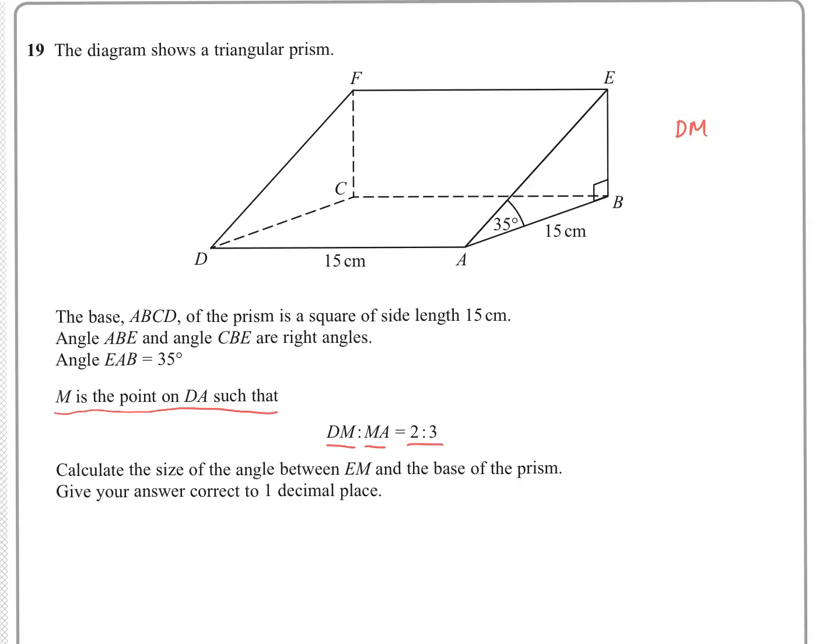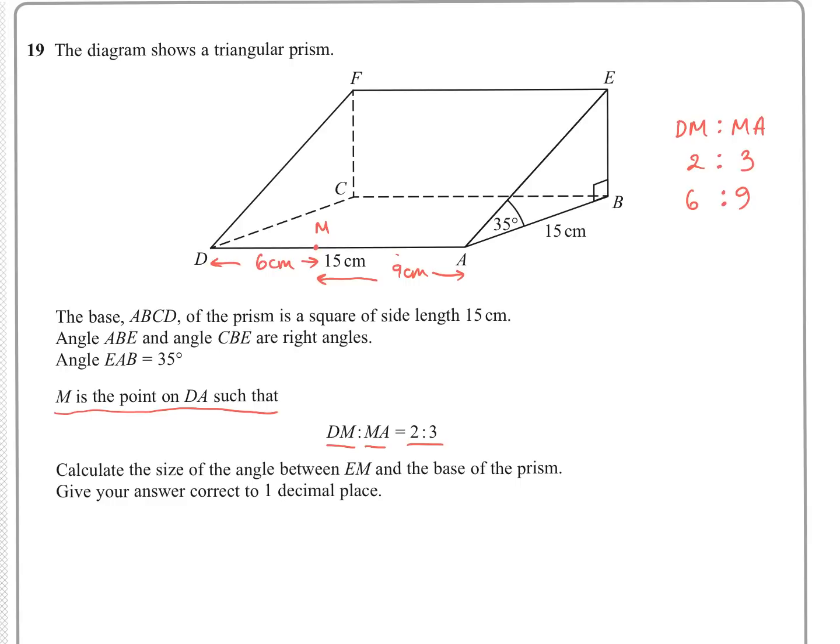So if DM to MA is 2 to 3, well, if we times both sides by 3, that's the same as 6 to 9, and 6 and 9 make 15, so we can put M here, and we can say this is 6 centimetres, and this length here is 9 centimetres, because together they make up 15 centimetres. Think about it, because the parts add up to 5, don't they? So if you times 5 by 3, you're going to get 15, which is the required length.